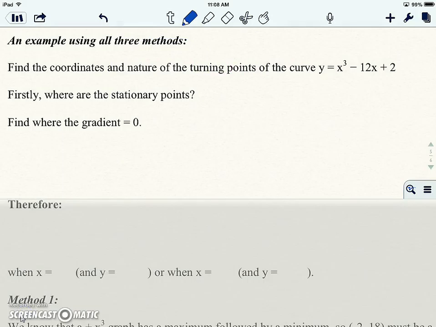We need to find the coordinates and the nature of the turning points for this graph. And honestly, I would probably graph it. And so the question is, where are the stationary points? Well, the answer to that is, that's when the gradient equals 0.